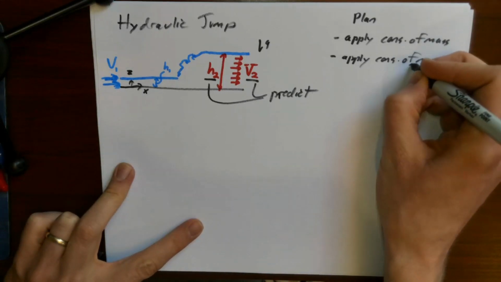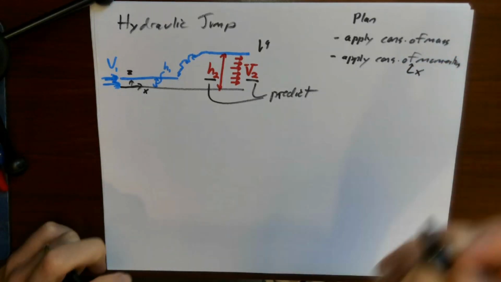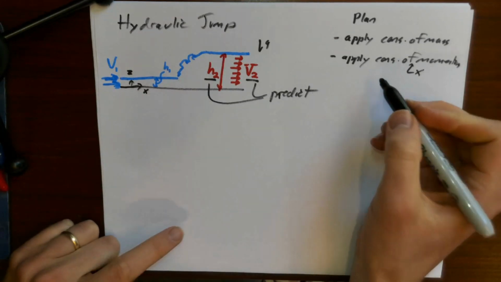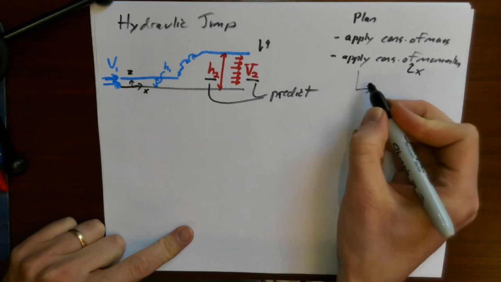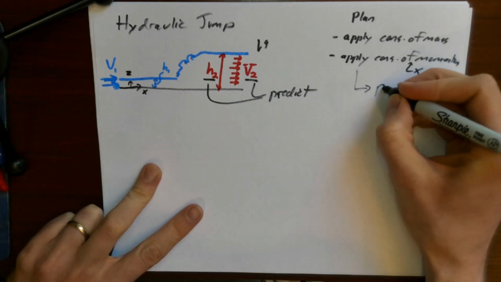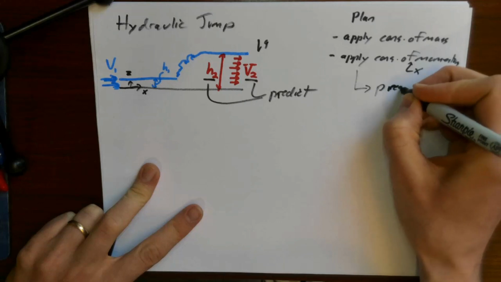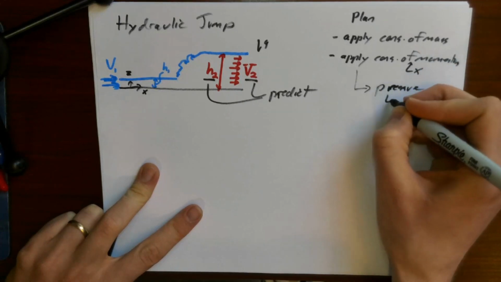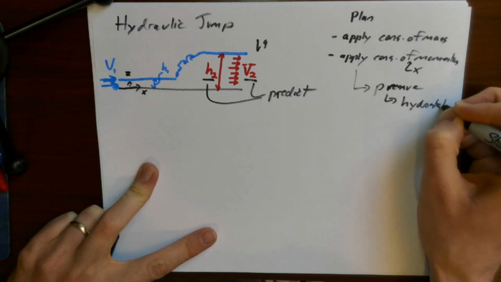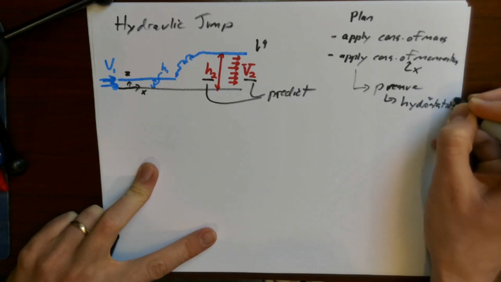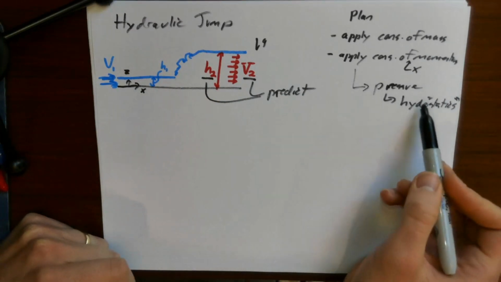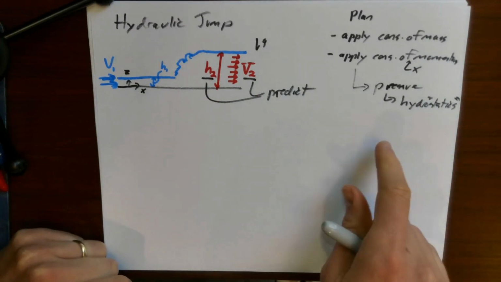So in this case, it's going to be conservation of x momentum. And then when we're applying conservation of momentum, one of the forces on this control volume is going to be due to pressure. So we're actually going to need to rope in hydrostatics. And I'm going to put statics in quotes because, strictly speaking, this water is moving, but let's cross that bridge when we get there.